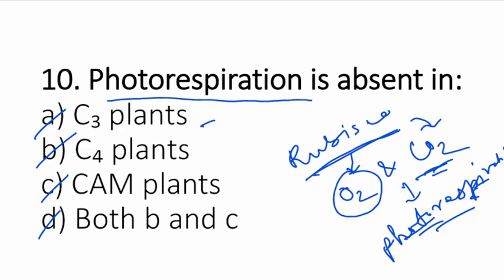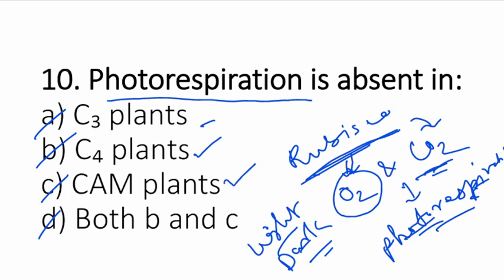That is basically the site of light and dark reaction. This light and dark reaction phase has been separated so that rubisco does not bind to O2, and this mechanism is seen in C4 plants and also in CAM plants. So option D is correct. Both B and C, C4 plants and CAM plants, have certain mechanisms that avoid photorespiration.